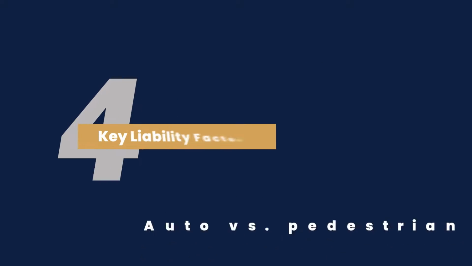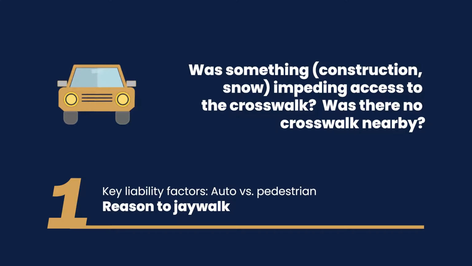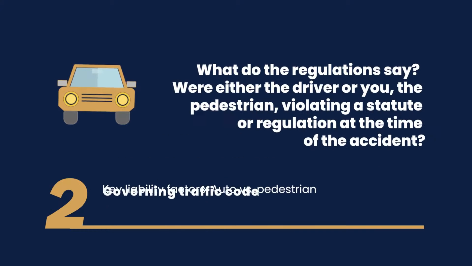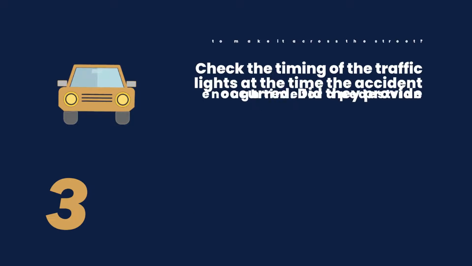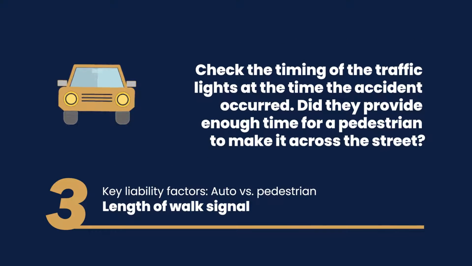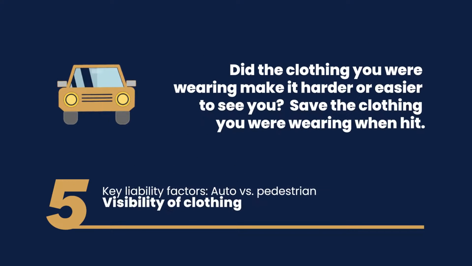Auto versus pedestrian. The overriding factor in pedestrian cases is whether you were walking in a crosswalk when you were hit. If not, the insurance company and its defense attorney will present a jaywalking defense, and obtaining a favorable settlement or verdict will be very difficult, but not impossible. The following liability factors should be carefully examined.